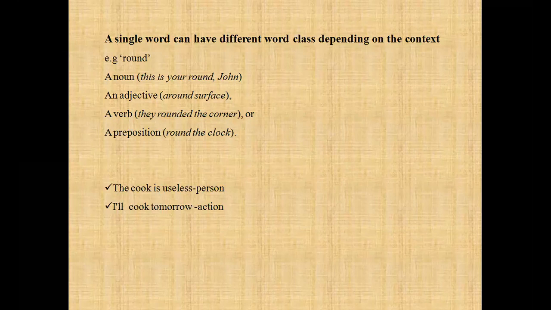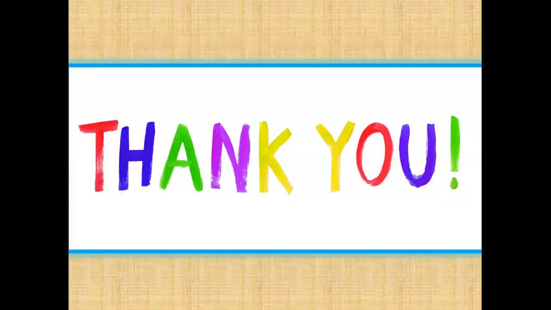If we say "The cook is a useless person," here cook is a noun, but in the next sentence, "I will cook tomorrow," you see the same word, but here cook is a verb. So it says that function is more important than the traditional definition. There is also a notional definition of word categories. So thank you.